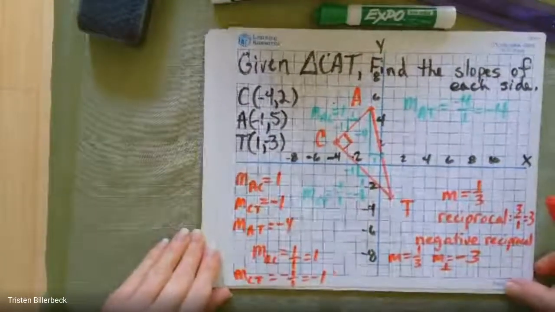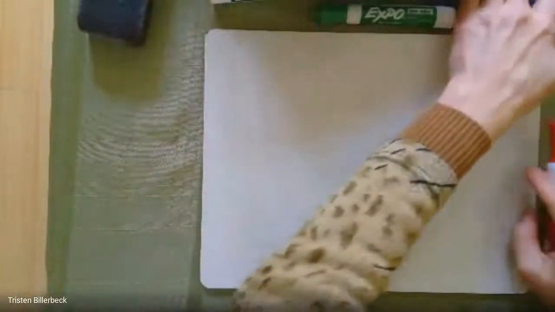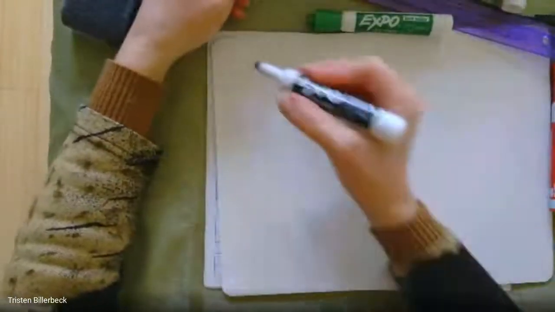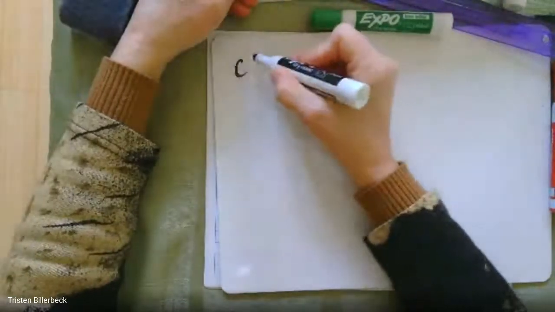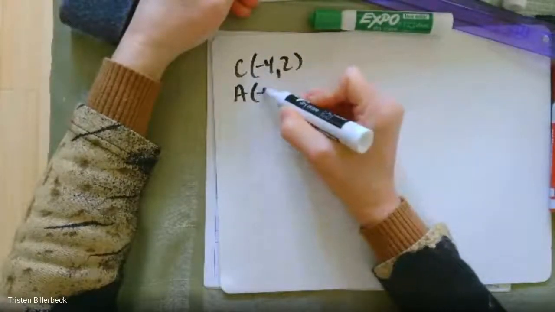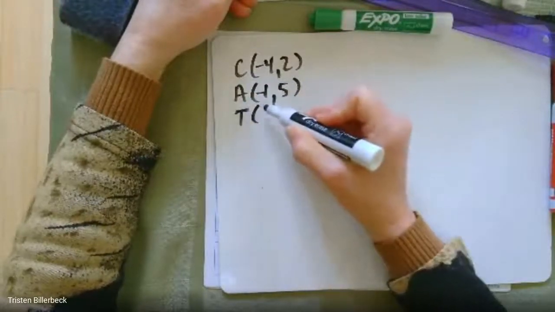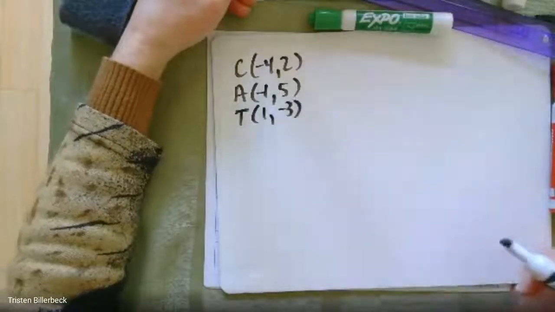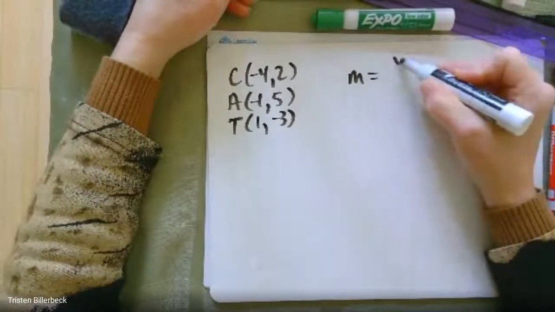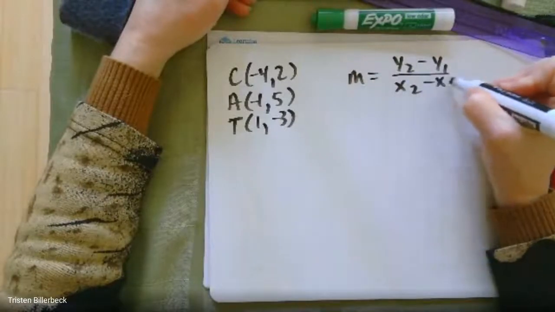Now, I did see that this chapter did introduce the slope formula right at the end. They snuck it in there. So let's look at what that is. So if we go back to C being -4, 2, and A being -1, 5, and T is 1, -3, and we want to get the slopes. So we use this formula M equals y2 minus y1 over x2 minus x1.